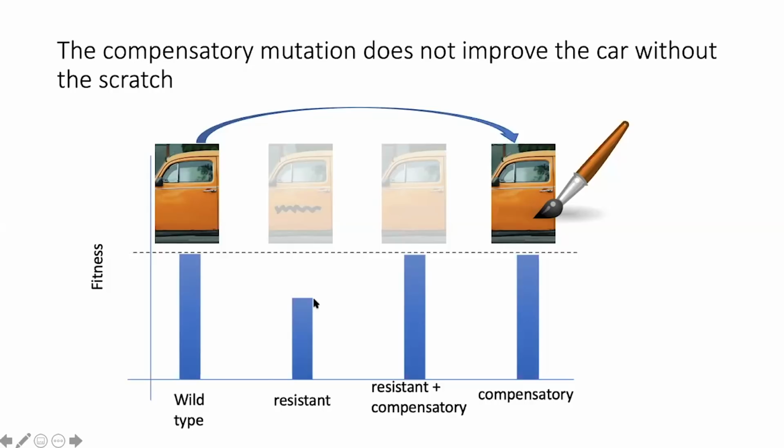So this benefit that's caused by the compensatory mutation, this difference between the low fitness of the resistant type to the even fitness of the resistant and compensatory combination compared to wild type, that benefit only is given by the compensatory mutation if resistance is there. There's no benefit to having that compensatory mutation otherwise. It's the equivalent of just painting over top a perfectly well-painted car. Okay, I hope that makes more sense now.